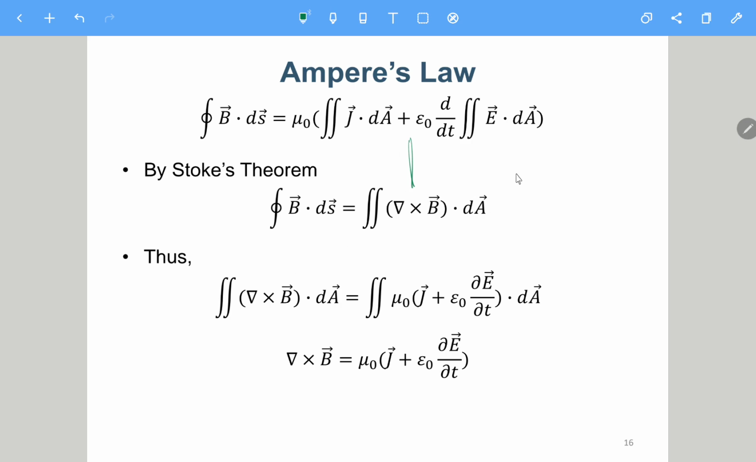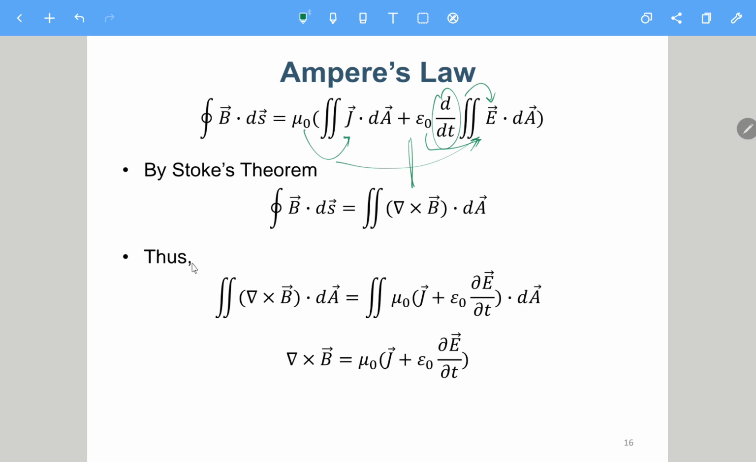Of course, we try to distribute this mu 0 into here, this mu 0 into here. Also this epsilon naught, put it inside. Also we try to put this one inside so that the original derivative becomes a partial derivative. So the right hand side looks like mu 0 J, and then mu 0 epsilon naught partial E partial t. We just put everything inside, and then we try to make it a big integration.